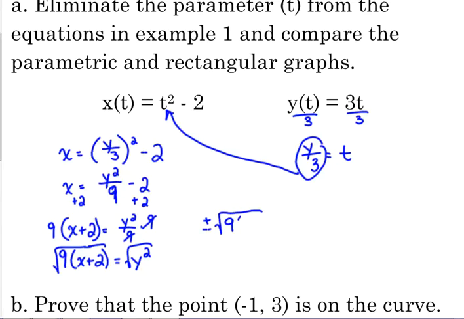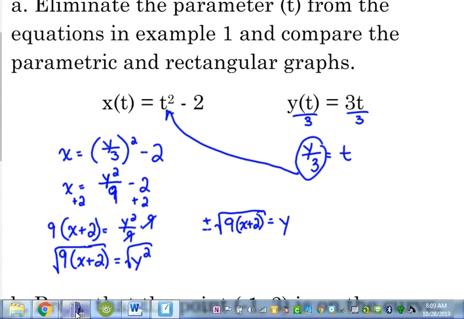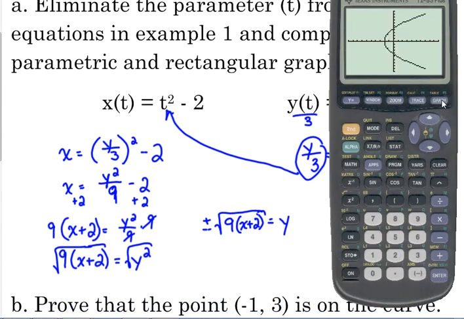Now, little discussion here. Whenever we take the square root, we are supposed to consider the positive and the negative. Technically, that is not a function because it fails the vertical line test. It just depends on what we're talking about here. If we're trying to compare it completely to this graph, we're going to need both the positive and the negative.